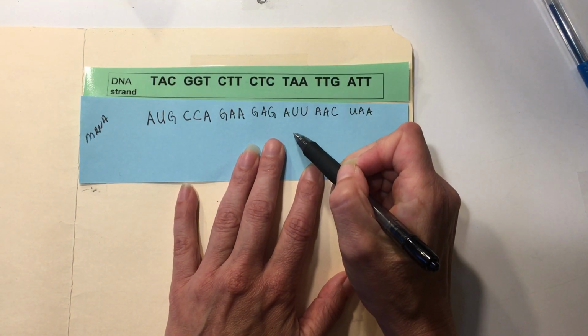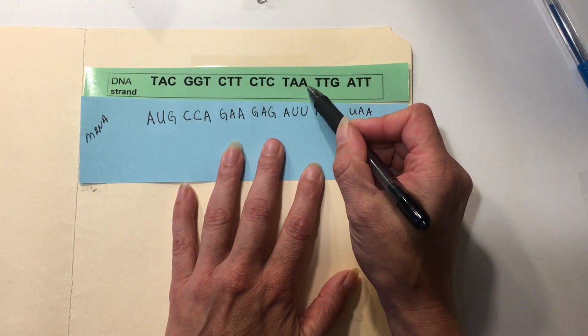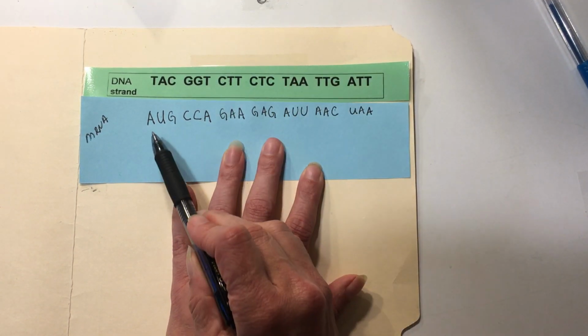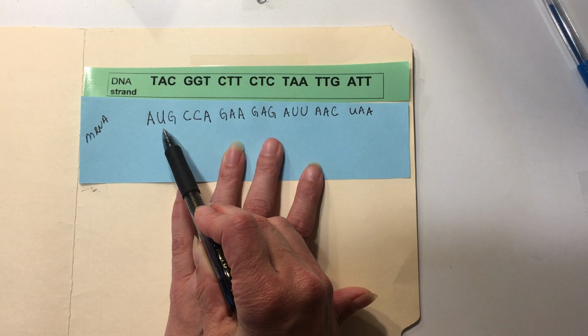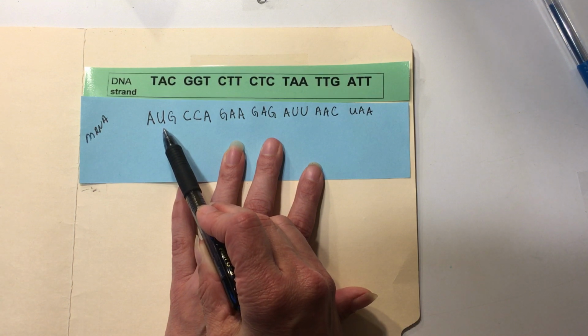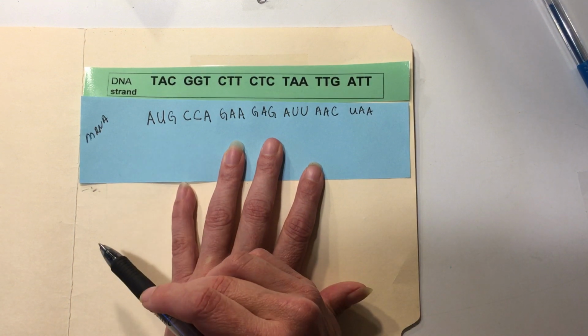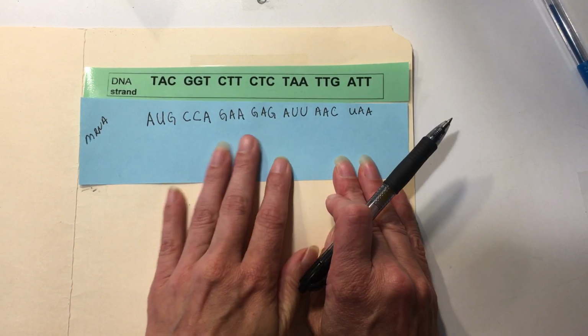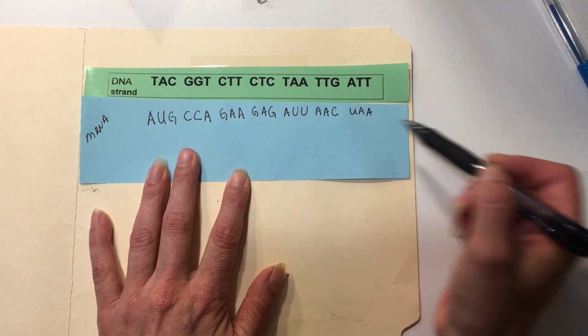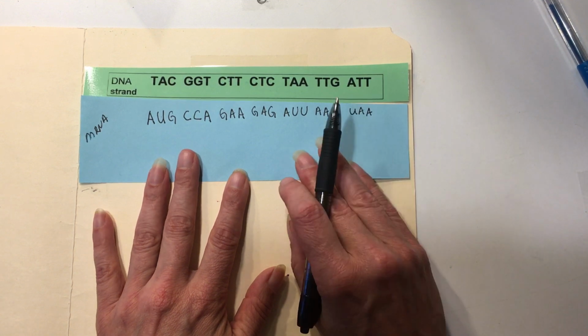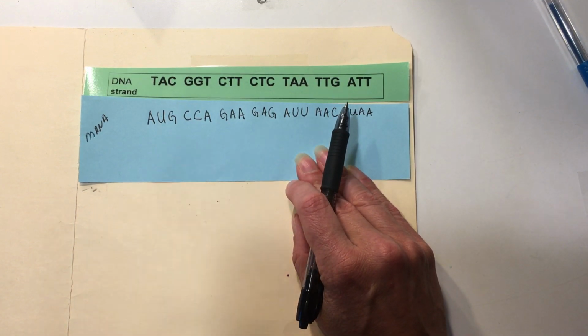So this mRNA is complementary to our DNA strand. Everywhere where there would have been a thymine is now a uracil, because RNA has uracil and it does not have thymine. We have just simulated transcription. The enzyme that builds the mRNA is called RNA polymerase, because it's building a polymer of RNA. Transcription takes place in the nucleus.